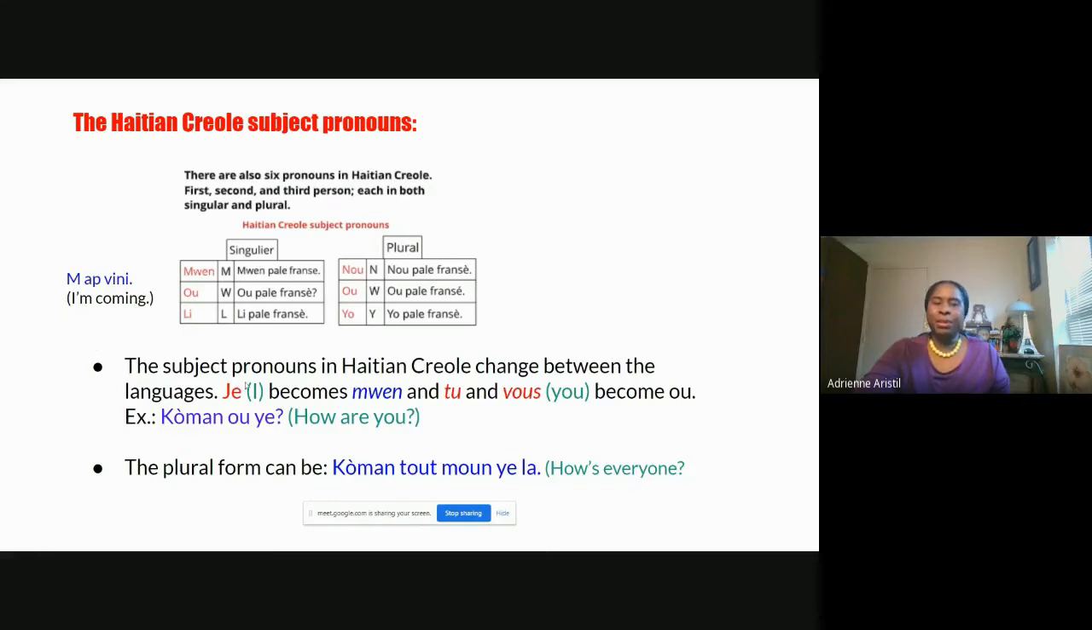The subject pronouns in Haitian Creole change between the languages, like je, I in English, becomes moi, and tu and vous for you become ou. For example, comment vous y? When you say comment vous y, you ask the person, how are you? The plural form can also be comment tout moun y la, how is everyone? And that was for the Haitian Creole.